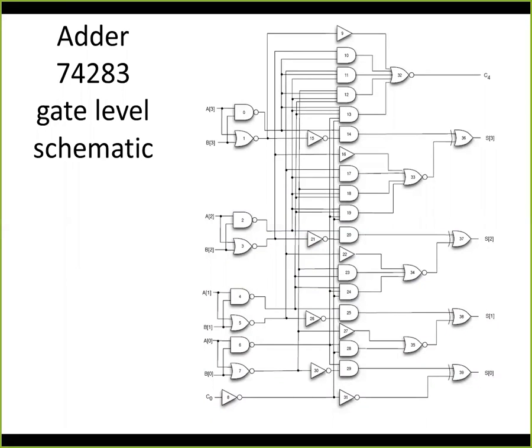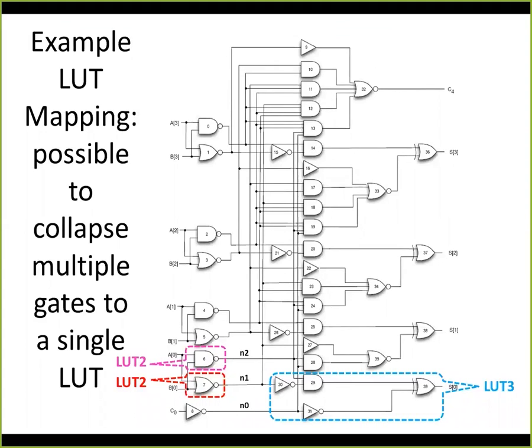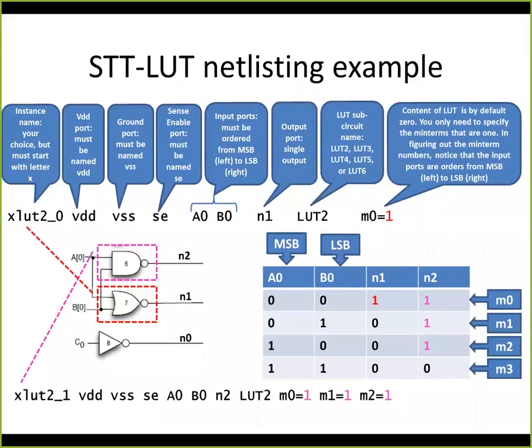The gate level netlist and the Verilog code is provided. And then the students need to do a lookup table mapping of the given design in order to implement that using a spin transfer torque-based logic. This could be done manually or in an automated way using LUT mapping software tools. Once the LUT mapping is done, then the LUT mapping needs to be expressed in terms of a SPICE netlist for circuit simulation.